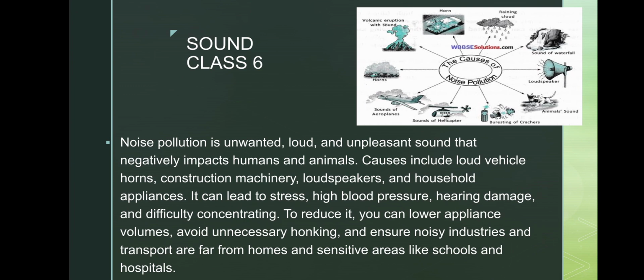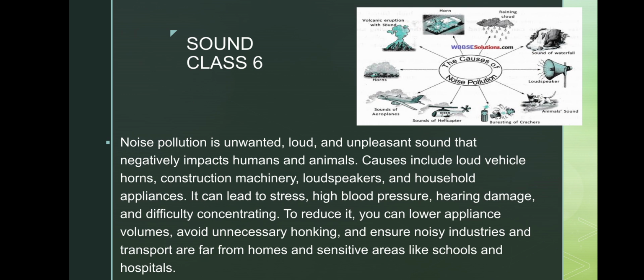Now there is a very serious problem nowadays because of noise pollution. Everywhere during festivals, people burst crackers, which make a lot of noise. Drum playing is also one of the noisy things which is happening everywhere nowadays. Noise pollution is unwanted, loud and unpleasant sound that negatively impacts humans and animals. Animals get so worried about this sound, they are so afraid of it, they just try to hide somewhere, because they can hear the high frequency sounds and therefore are able to hear it very quickly.